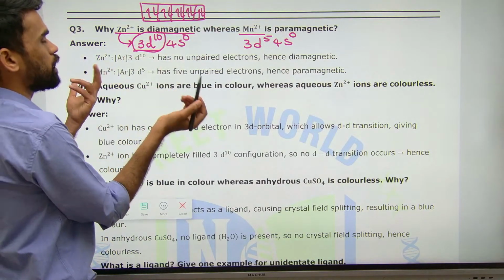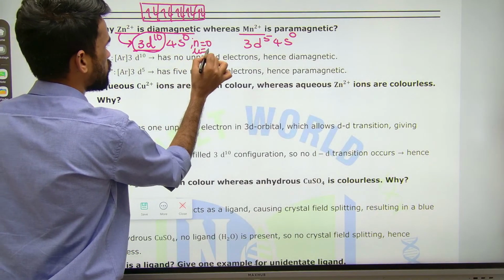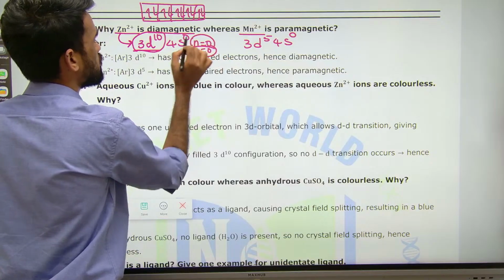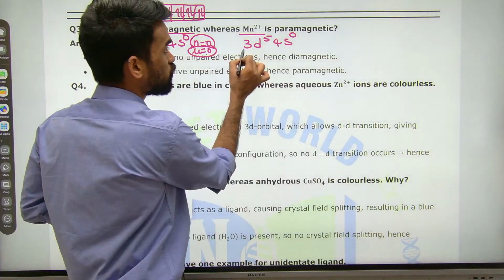Therefore there are no unpaired electrons, so the number of unpaired electrons is 0, and the magnetic moment value is 0. So you can say this is a diamagnetic substance. But when it comes to Mn plus 2, there are 5 unpaired electrons.